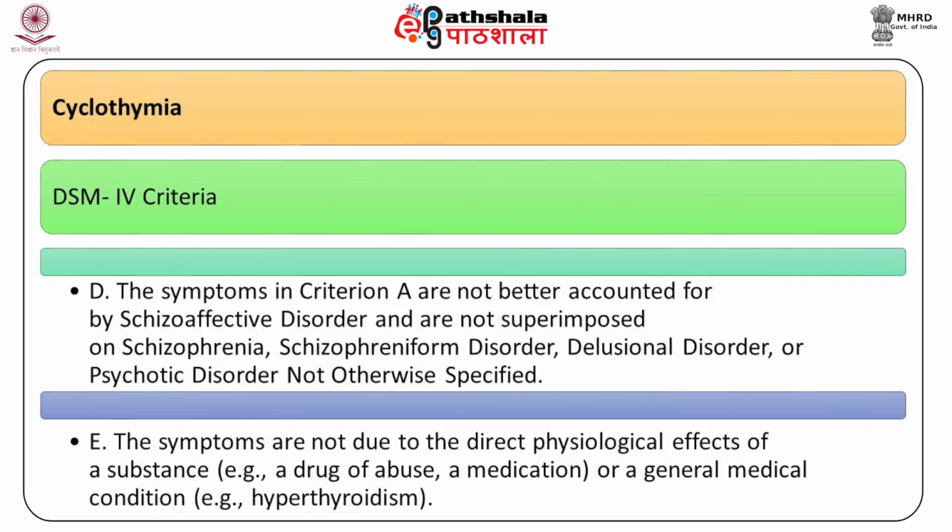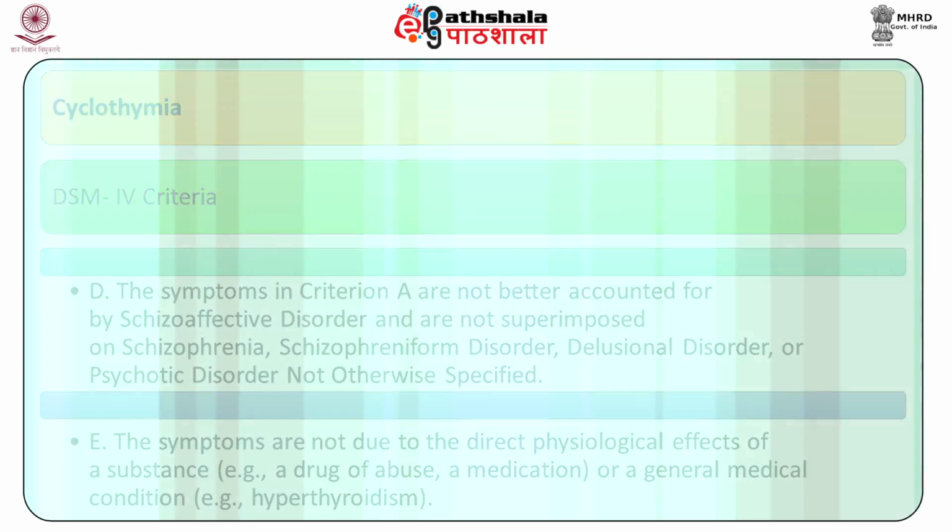The symptoms in criteria A are not better accounted for by schizoaffective disorder and are not superimposed on schizophrenia, schizophreniform disorder, delusional disorder or psychotic disorder not otherwise specified. E. The symptoms are not due to direct physiological effects of a substance, for example, a drug of abuse, a medication, or a general medical condition, for example, hyperthyroidism.